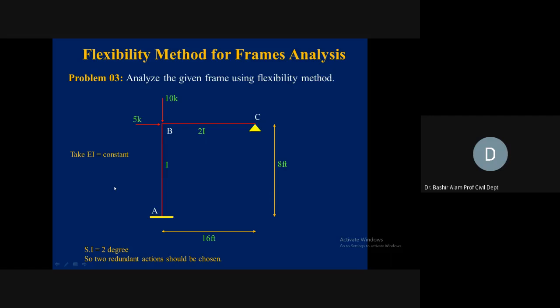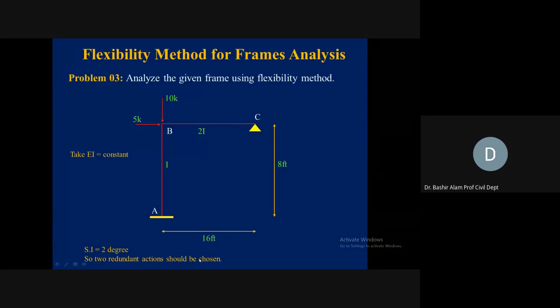Again, first thing we need to start with is the statical indeterminacy. 3 support reactions are unknown at A and 2 support reactions at C. So the structure is statically indeterminate to 5 minus 3 is equal to 2 degrees. And here we declare that this structure is statically indeterminate to 2 degrees. Based on this statement, now we need to select 2 redundant actions and remove them to make this a statically determinate structure.